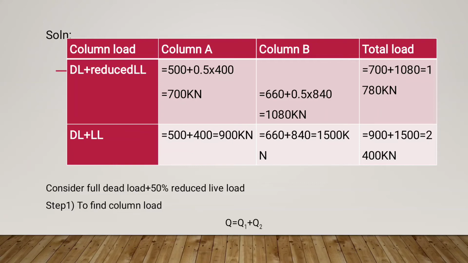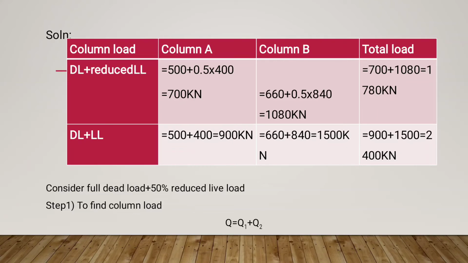Here we are considering two cases. So first case is dead load plus reduced live load. Reduced is nothing but 50%, so converted as a point, it is 0.5. In column A, the dead load is 500 plus 0.5 into live load 400, which is equal to 700 kilonewton. For column B, the dead load is 660 plus 0.5 into live load 840, which is equal to 1080 kilonewton. So in case dead load plus reduced live load, the total column load is 1780 kilonewton.